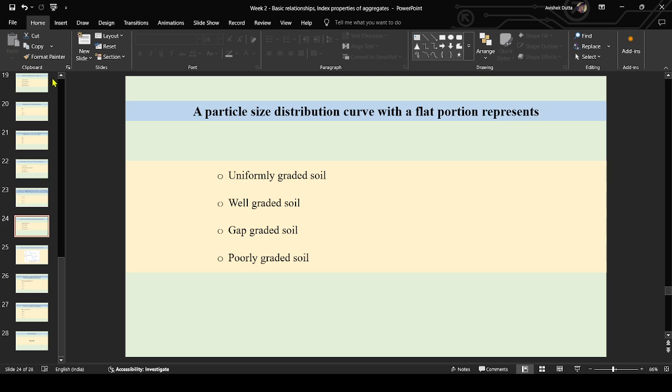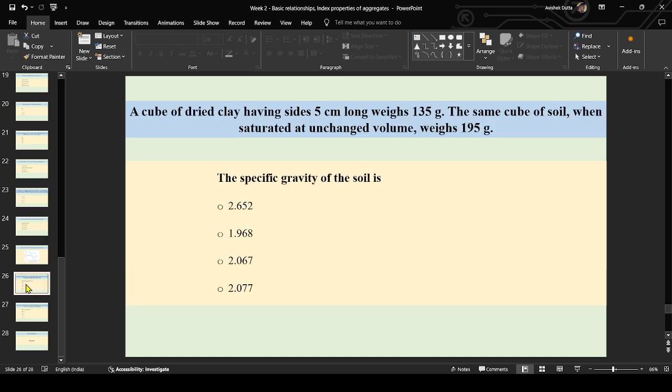Okay. The last question. Write down this question very carefully. A cube of dried clay having sides 5 centimeter long weighs 135 gram. The same cube of soil, when saturated at unchanged volume, weighs 195 gram. The specific gravity of the soil is, the options are 2.652, 1.968, 2.067, 2.077.